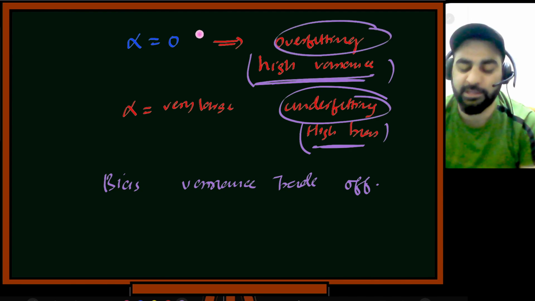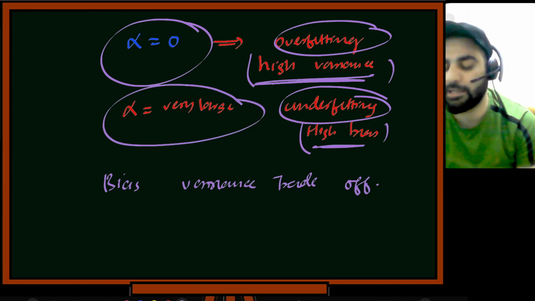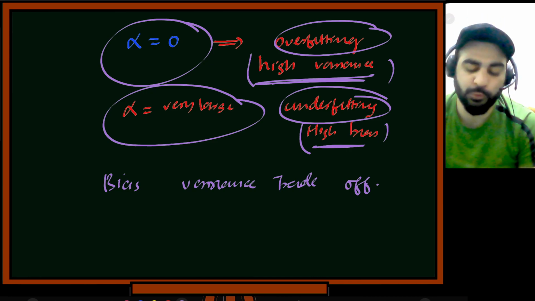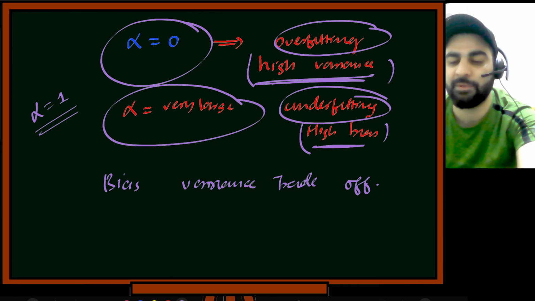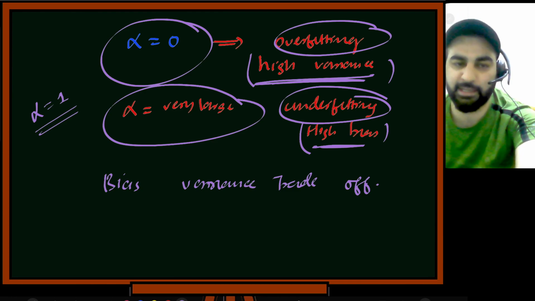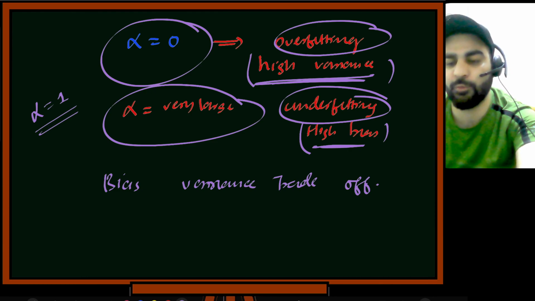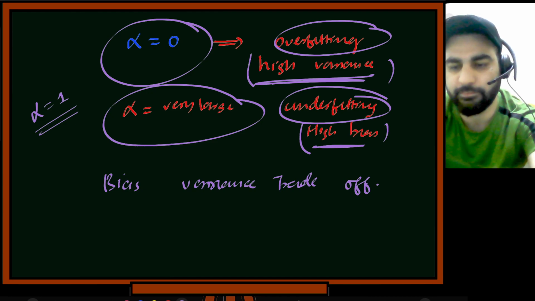So if alpha is 0, in terms of naive Bayes, overfitting will happen. If alpha is very large, underfitting will happen. So you have to choose alpha very carefully. Usually we take alpha equal to 1. That's the standard value. If you see different libraries implementing this smoothing, alpha is taken as 1. I hope this is clear. So we saw the underfitting and overfitting of naive Bayes. Is it clear? Yes, sir.